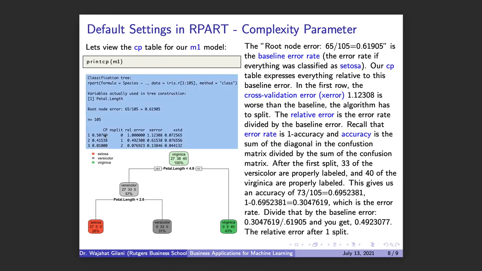0.5076923, and that is what the CP error is saying. The split, apparently, is the best split available. The best split available gave a CP, a complexity parameter, or the cost function score, if you want, of 0.50769. What is our default CP? Our default CP is 0.01. That number is greater than 0.01, so it didn't get pruned. It's fine.